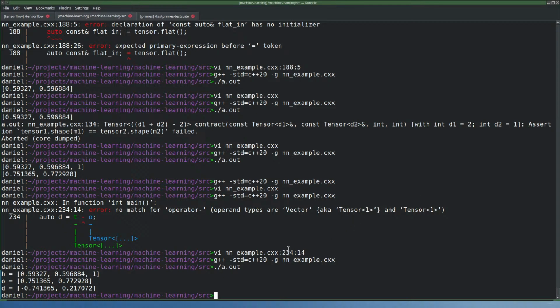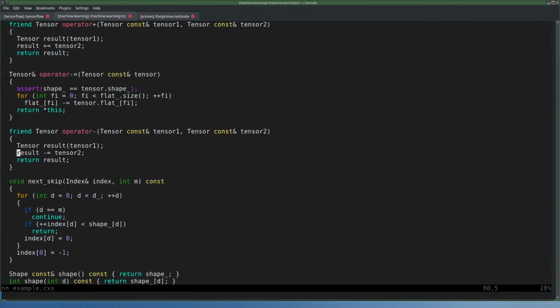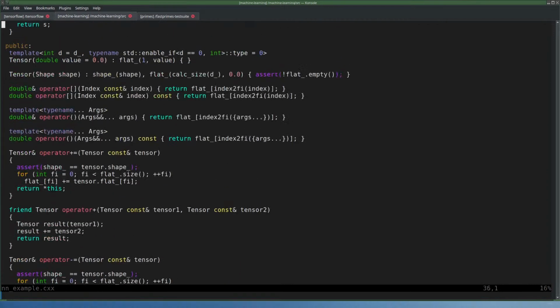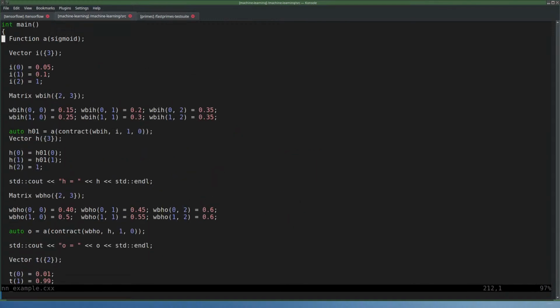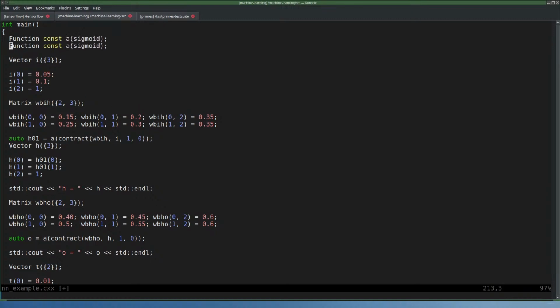Yep, that looks good. And then we want to square that. So let's make a new function. I think I make my functions const, can I not? Another function called square.